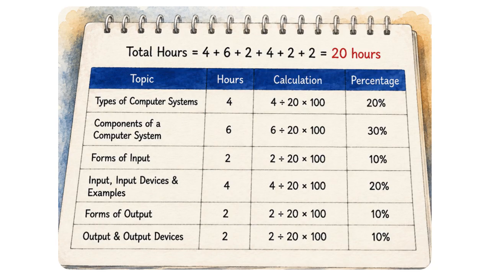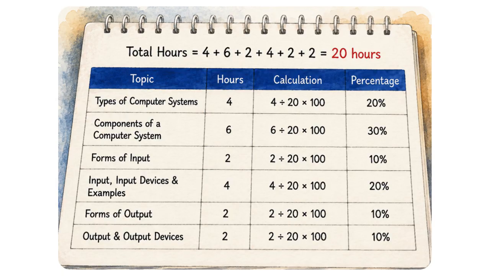Next, we calculate the percentage weighting for each topic. First, add all the teaching hours together. 4 plus 6 plus 2 plus 4 plus 2 plus 2 equals 20 hours. To find the percentage weighting for each topic, divide the hours for that topic by the total number of hours and multiply by 100. For example, 4 divided by 20 multiplied by 100 equals 20%. Repeating this process for all topics gives us the percentage weightings shown in the table.